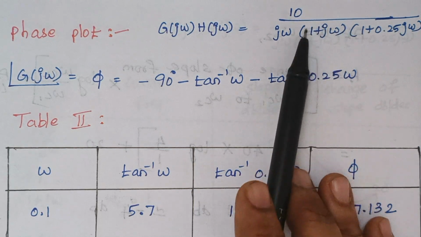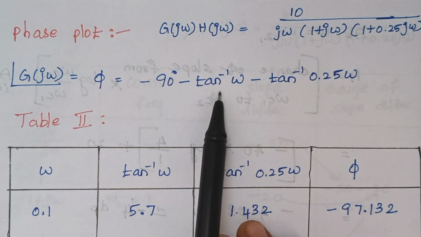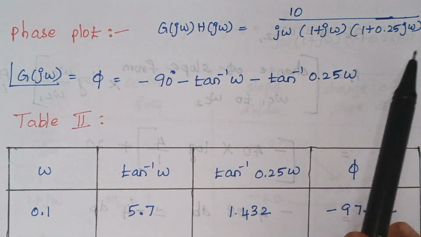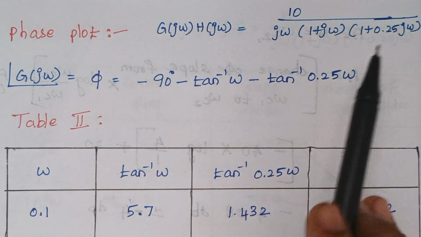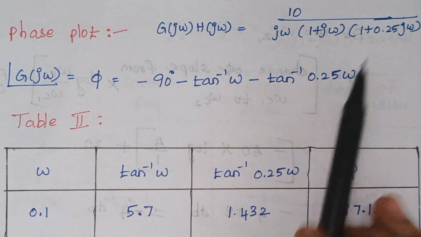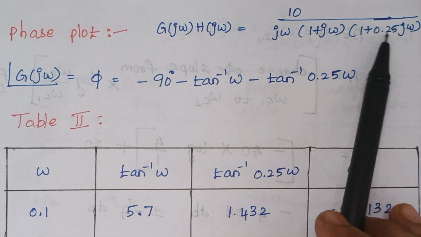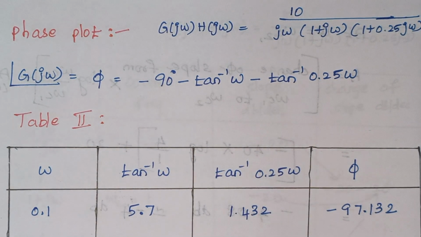Again, when you move this denominator term to the numerator, I had included a minus sign here. Similarly for the last term, here the imaginary coefficient is 0.25 omega. So tan inverse of 0.25 omega divided by 1. Again I am moving this denominator term to the numerator, so here I had included a minus sign.